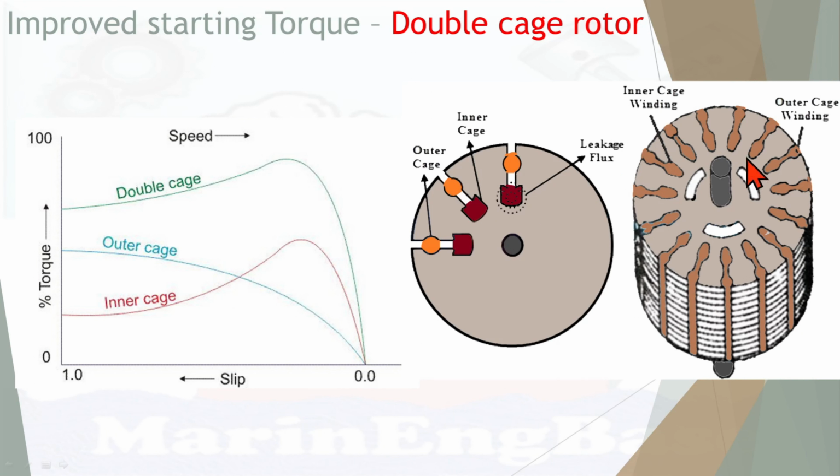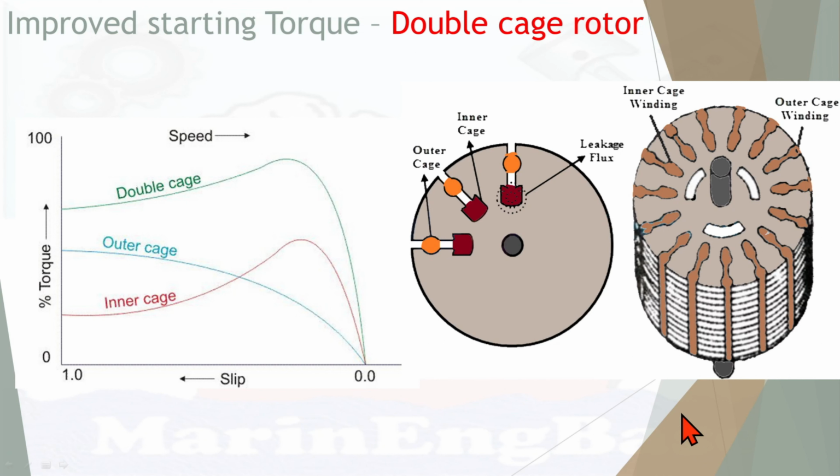This is the rotor. These are the inner conductor bars, and these round ones are the outer cage. In the cross section, these are inner, these are outer. So we can clearly see the characteristics: the inner cage, as it has lower resistance, has less starting torque but high running torque. The outer cage has very high starting torque, but its running torque performance is less. Then the final outcome from these two, the dual cage, gives very good starting characteristics as well as running characteristics. So this is the principle behind the double cage rotor.